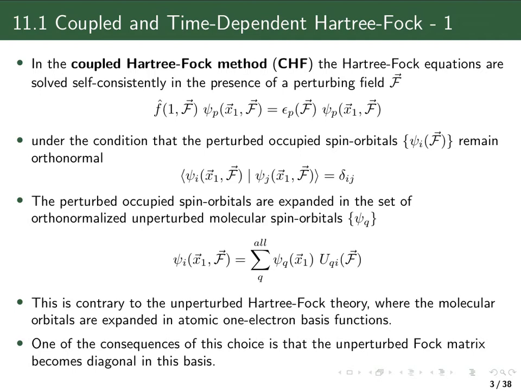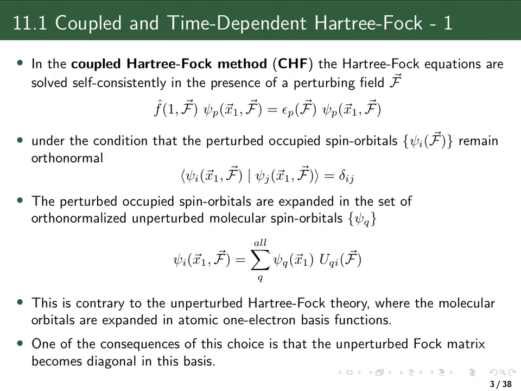One of the advantages of this expansion of the perturbed spin orbitals in the set of unperturbed spin orbitals is that then the unperturbed Fock matrix is going to be diagonal in this space, because the unperturbed spin orbitals are the eigenfunctions of the Fock matrix. So in the basis of its eigenfunctions, of course, the Fock matrix is going to be diagonal.